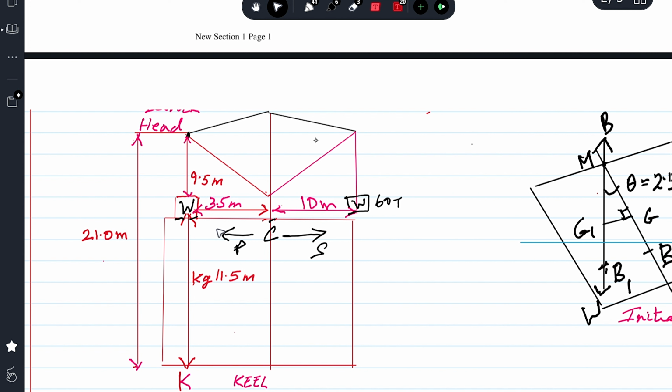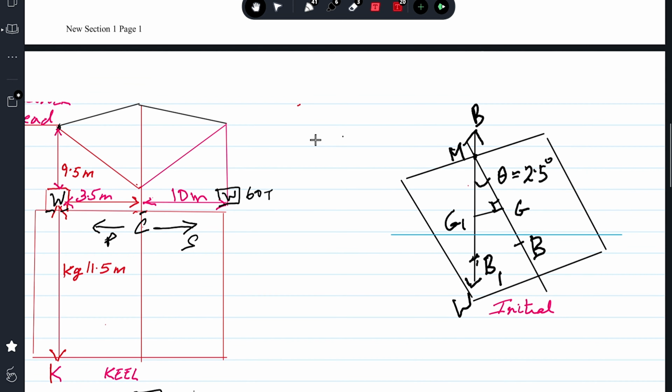GG1 in this case, the ship's center of gravity is not going to change because the weight is still 3.5 meter on the port side. So GG1 will not change, only GM fluid will change in the first part. So let's see.